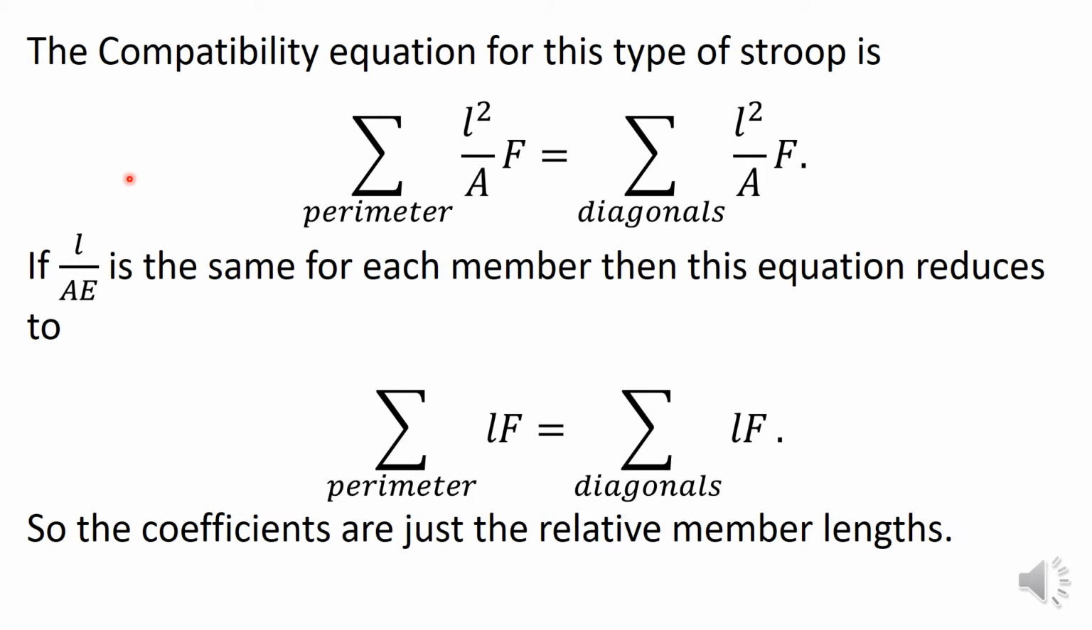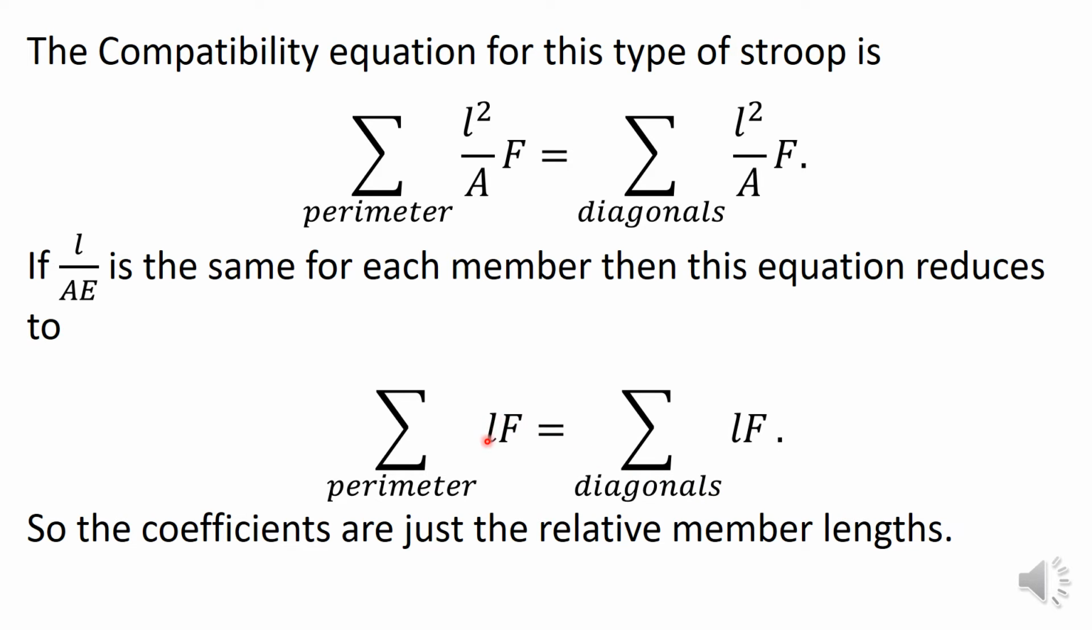Now, the initial statement of the problem had this assumption that the L over AE is the same for each member, and then from each term here we can factor out an L over A. The E's are constant, so we just need to factor out L over A from each term, cancel those, and we would get the compatibility equation in this form: summation of LF equals summation of LF, perimeter here, diagonals here.